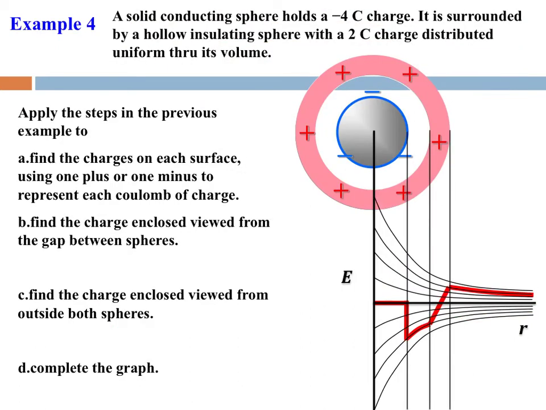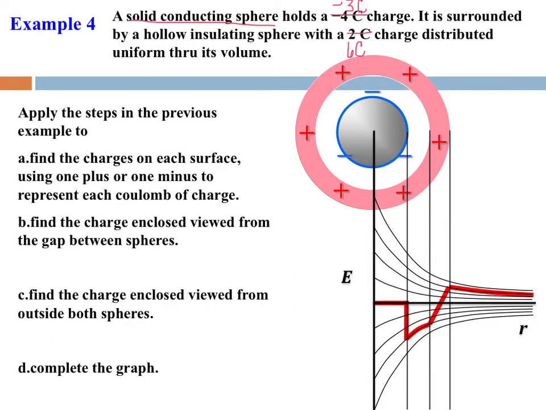In this example, I need you to update your notes. We are still going to have a solid conducting sphere, but instead of a -4 coulomb charge, I want you to change that to a -3 coulomb charge. It is surrounded by a hollow insulating sphere with, instead of 2 coulombs, I want you to change that to 6 coulombs. And this charge is distributed evenly throughout its volume.